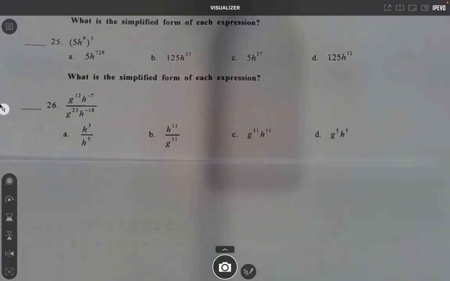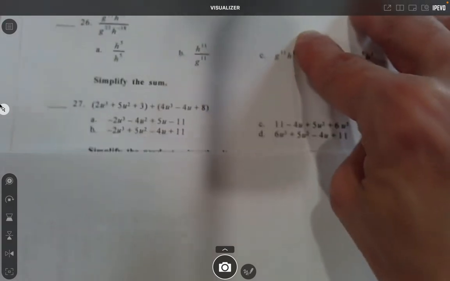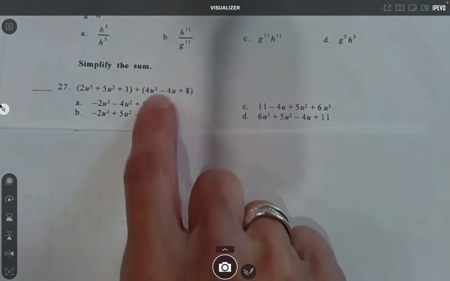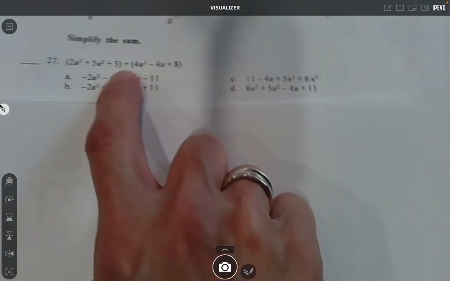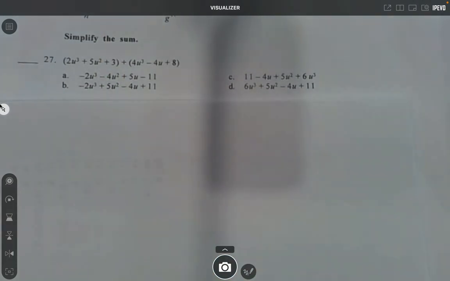All right, number 27. This one you just add like terms. Luckily I put the plus sign and not the minus sign. So you just add what is in common. So do I have anything else with a u to the 3rd? Yes. So what's 2 plus 4? 6u to the 3rd. All right, do I have any other u squareds? No. So I'll just bring that one over.